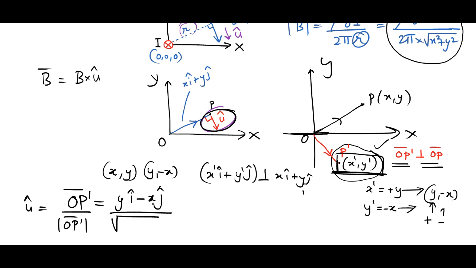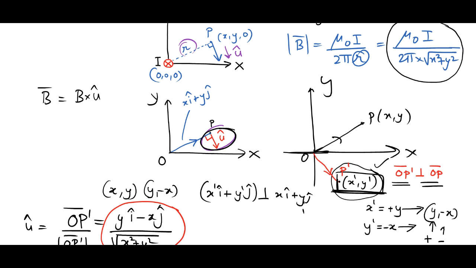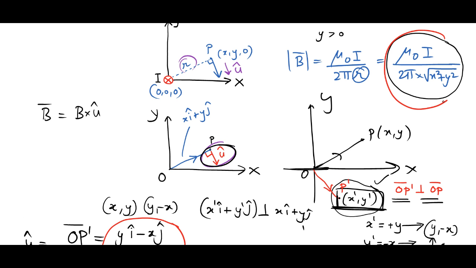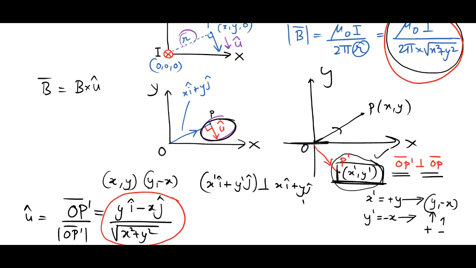It's going to be root of y square plus x square. I can write it this way too, root of x square plus y square. That's the unit vector u cap in the proper direction which I wanted. And now all I have to do is to take this answer for the magnitude of b bar and multiply it by this unit vector.